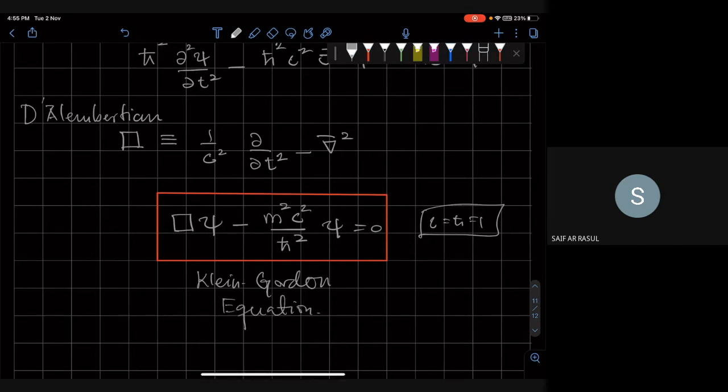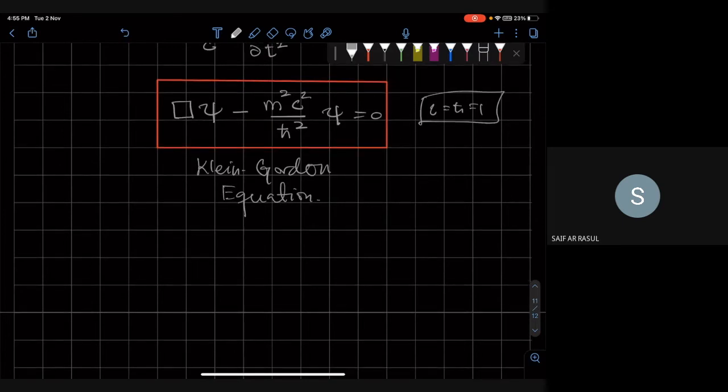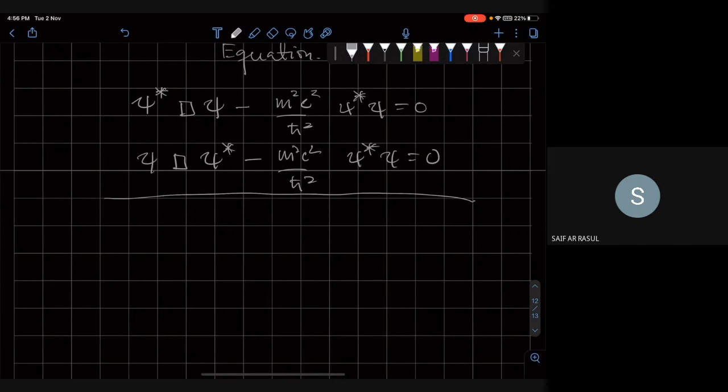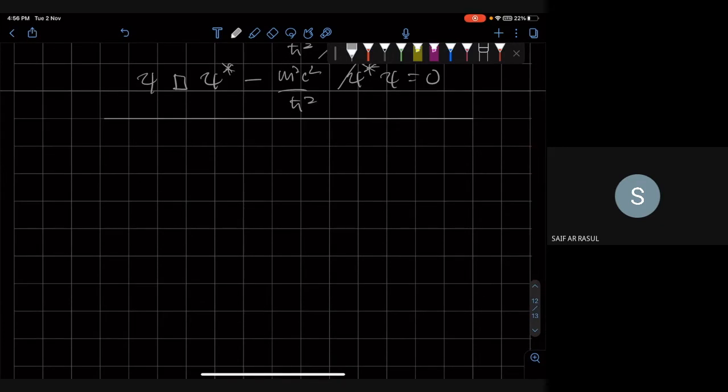Now, if I want to derive from the Klein-Gordon equation an equation of continuity, we can do so. All we need to do is to multiply the Klein-Gordon equation by the conjugate of the wave function, and take its complex conjugate, and then subtract one from the other. Then, of course, these terms cancel out. And we end up with an equation which, after a little bit of manipulation, is the equation of continuity.